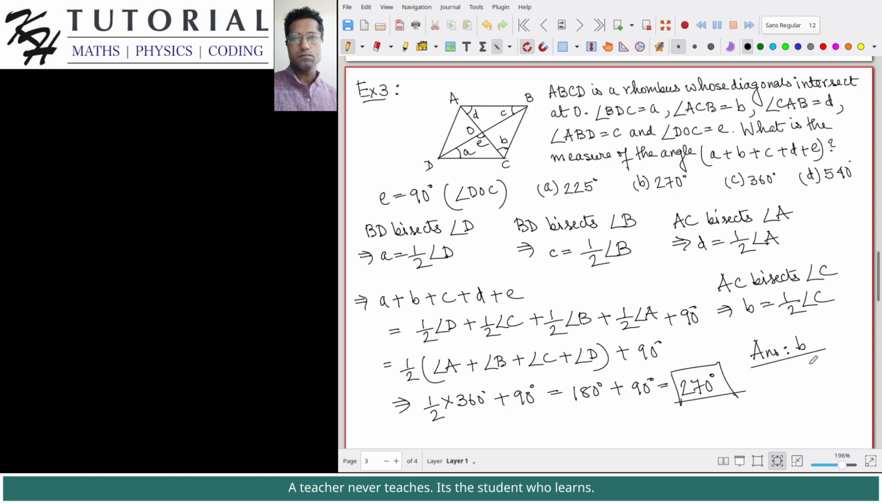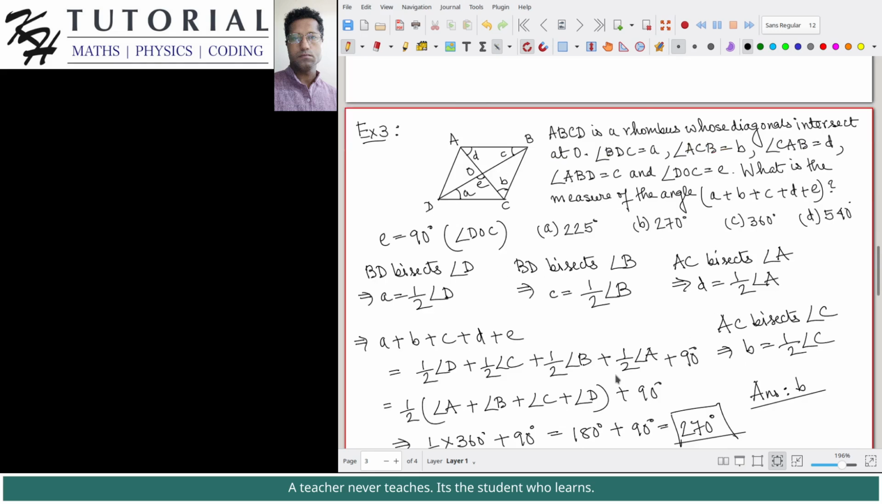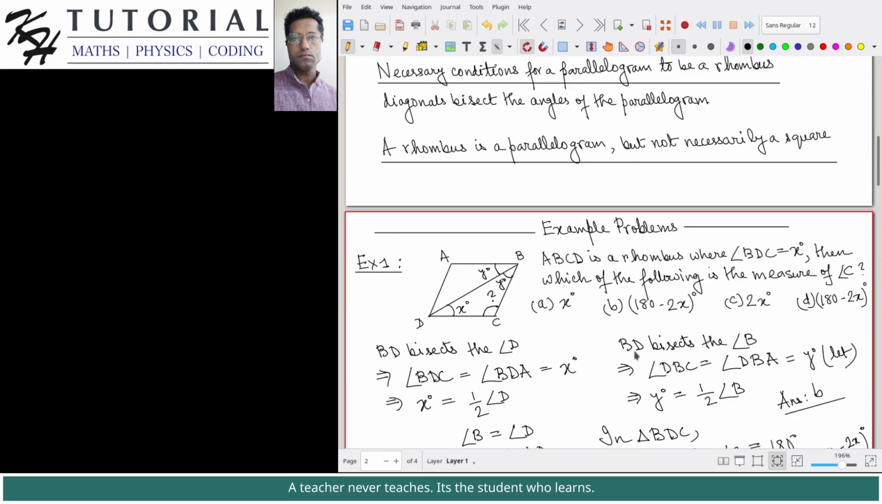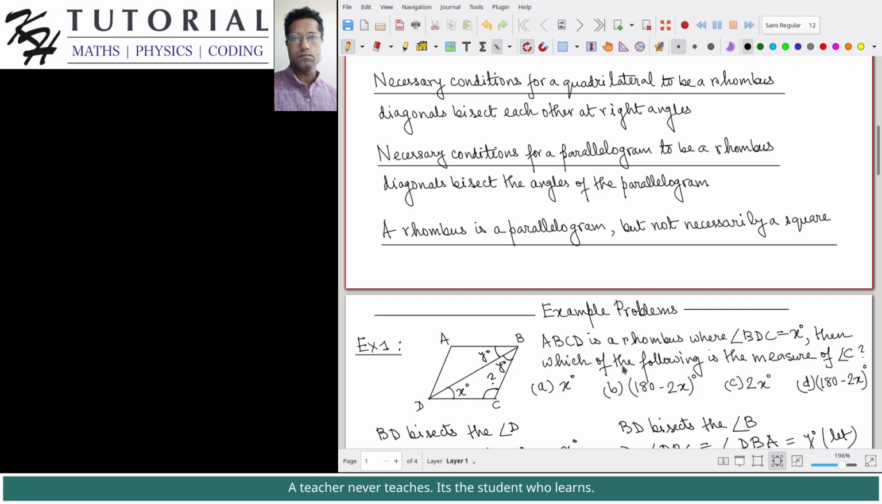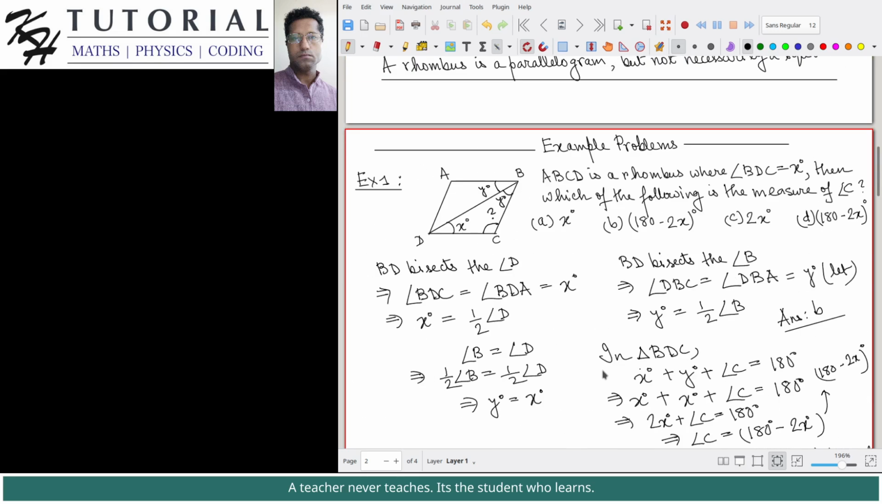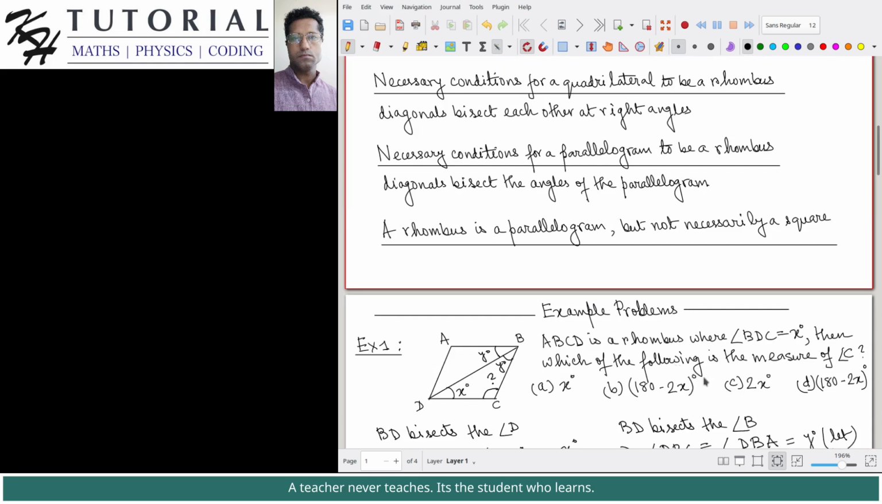So all these problems were heavily based on the fact that the diagonals of the rhombus bisect each other at right angles and also the diagonals bisect the angles of the rhombus. So this was all about the geometrical figure rhombus, its properties, its definition, the necessary condition for a quadrilateral and a parallelogram to be a rhombus, and its relation with a parallelogram, quadrilateral and square. And we solved 3 problems based on the properties of rhombus.